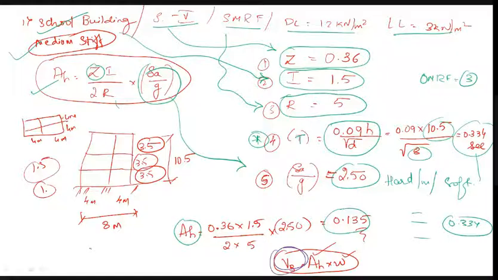Say suppose he has given 5% damping. First I will finish this one, and later I will explain. So we have calculated the value of Ah. Ah is nothing but the horizontal seismic coefficient. Then we have to determine the value of Vb. Vb is nothing but the design base shear. It is given by Ah into W. We already have the value of Ah, so we want to determine the value of W.